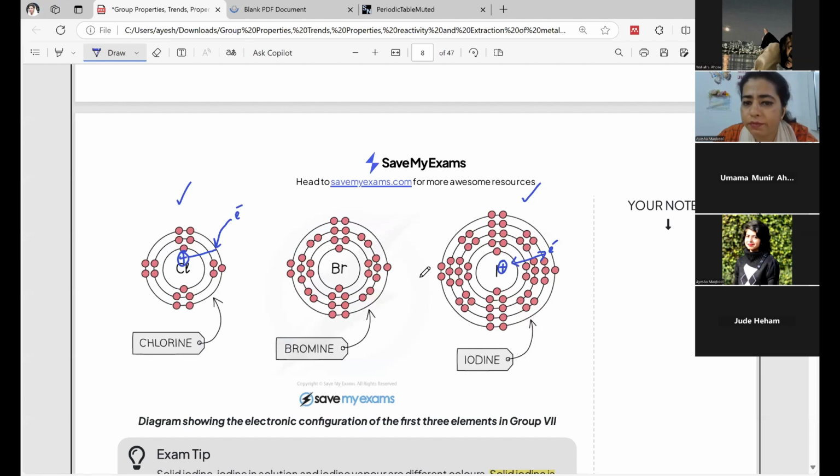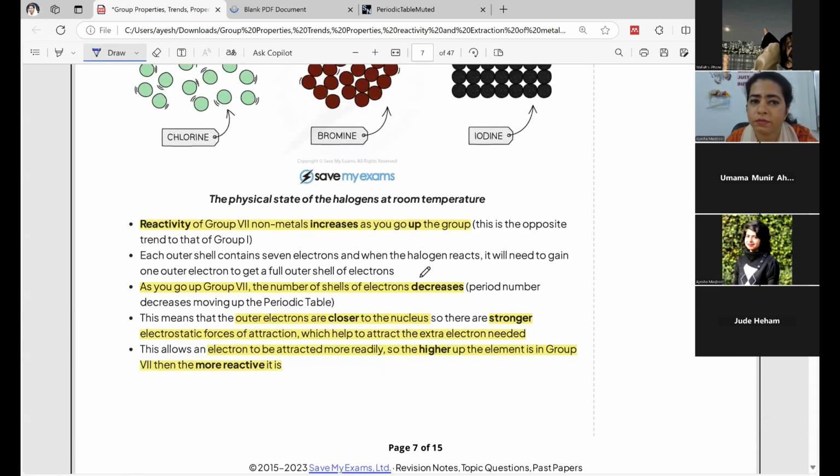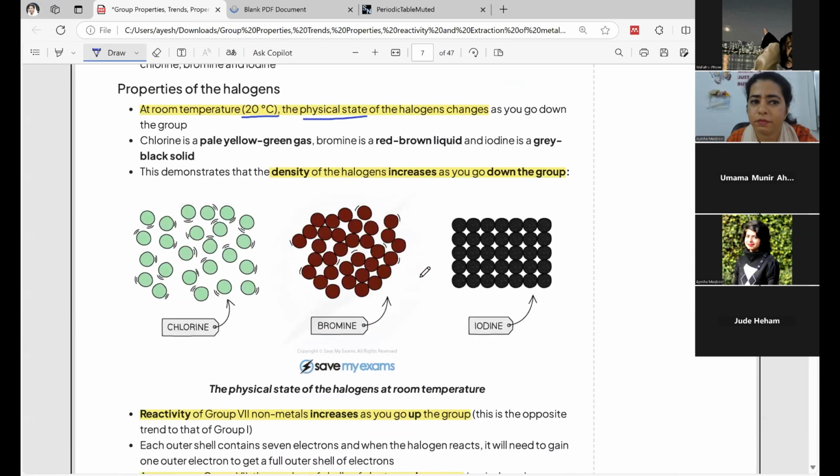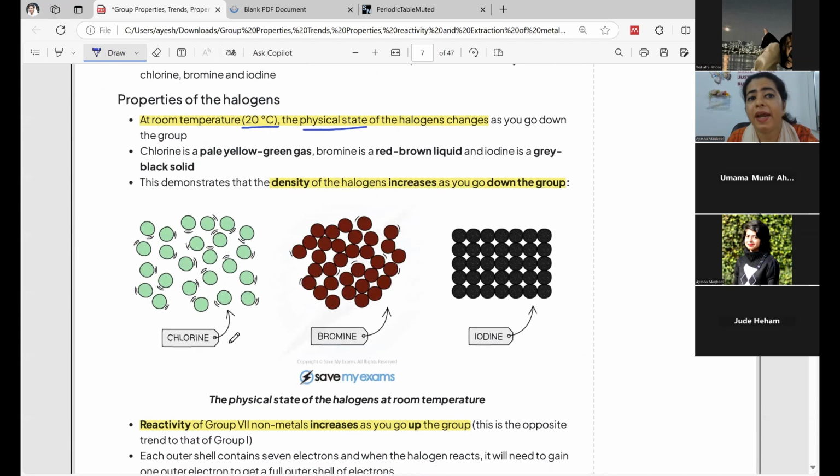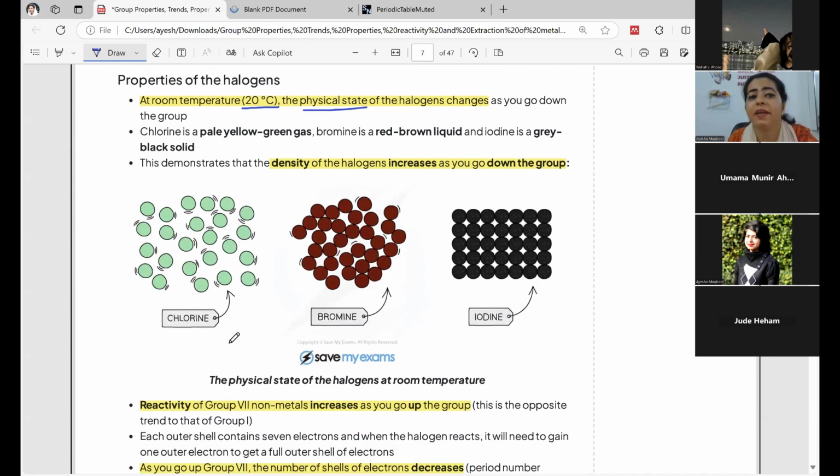Miss, we were discussing the physical properties of the halogens, right? Yes. And we said that at room temperature, chlorine is a gas. So, you know how when you go to swimming pools and people say that there's chlorine in the water, how exactly did they add chlorine to the water? In that case, they are making it a solution.